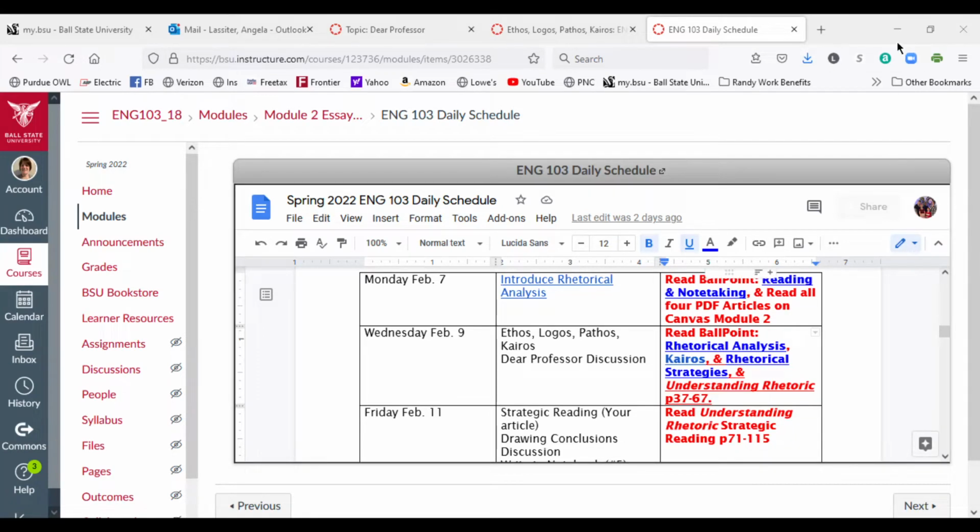Hi guys. Okay, for today's lesson, we're going to talk about ethos, logos, and pathos in kairos. You had some reading to do, rhetorical analysis, kairos, and rhetorical strategies, and then understanding rhetoric in our book, pages 37 to 67. So we're going to discuss those. I want to go into very specific detail in class over ethos, logos, and pathos. I want you guys to understand what it is because you're going to be using them when we write our papers, the rhetorical analysis that we talked about on Monday.